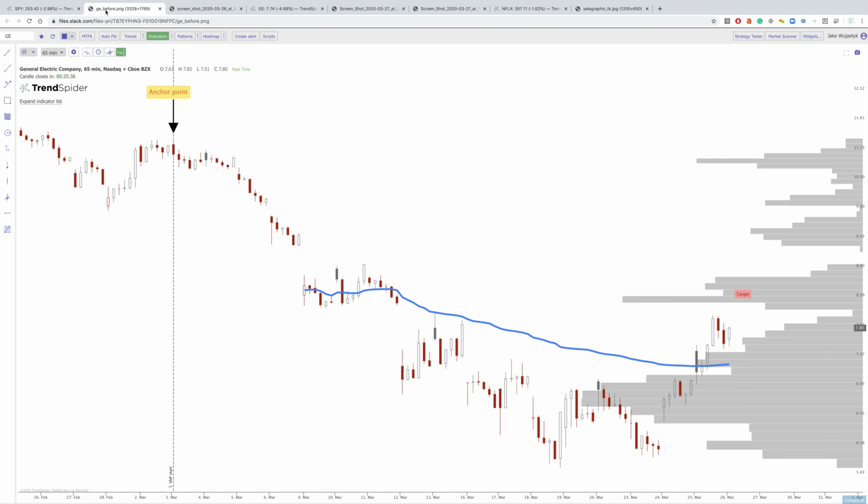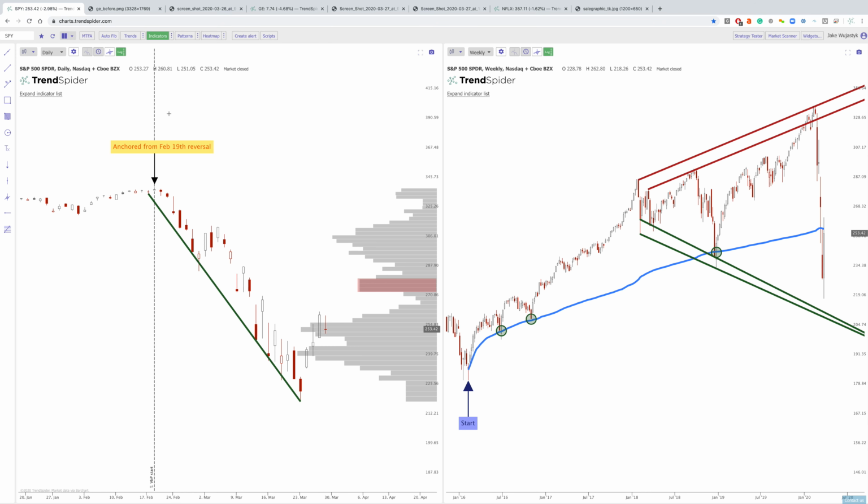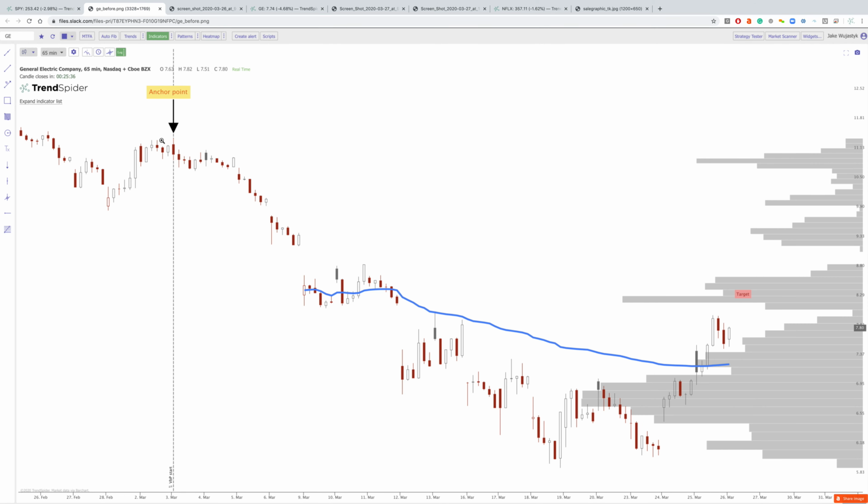So notice here we've got GE, very similar setup to what we had on SPY, just simply anchoring from this reversal point. Now GE, this is a 65-minute chart, so we're kind of zoomed in a little bit here. And you'll see what I've done is I've anchored the volume profile from this March 3rd reversal. Notice that we were in a downtrend, had a slight little dead cat bounce, and then this candle right here was where we hit an intraday high, and then from there have moved down since. So this is where I want to anchor the volume profile, since this is kind of where I think the status quo of the trend continued down.